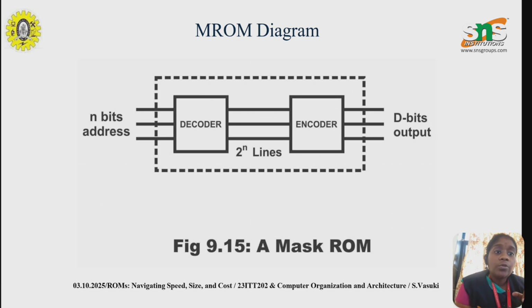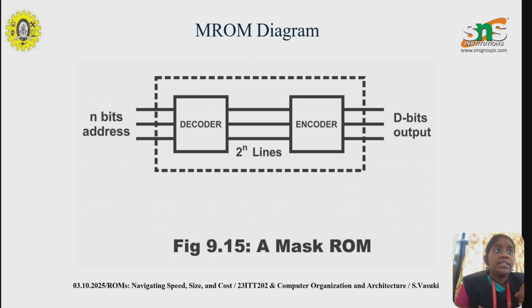How the MROM works: first, n-bit addressing input. The ROM receives an n-bit address as input. These address lines are used to select one of the memory locations. With n address bits, we can access 2 power n different locations. The decoder converts the n-bit address into 2 power n output lines. Each output line corresponds to one specific memory location in the ROM array.